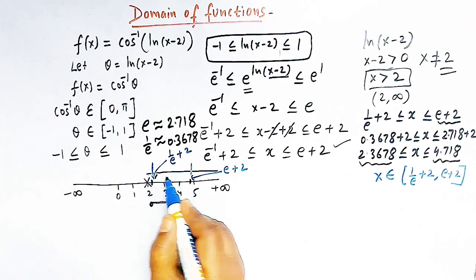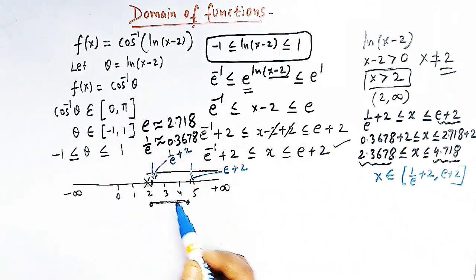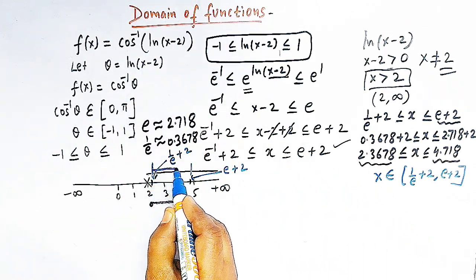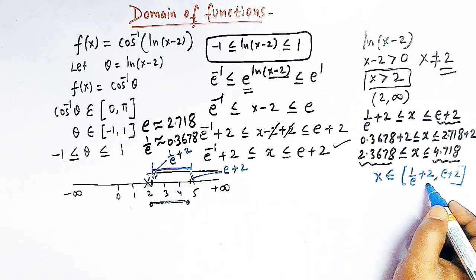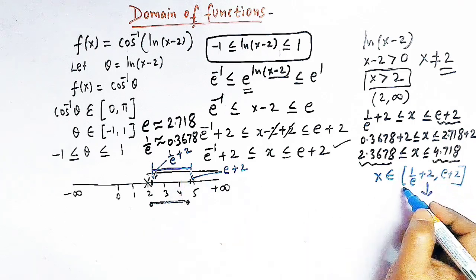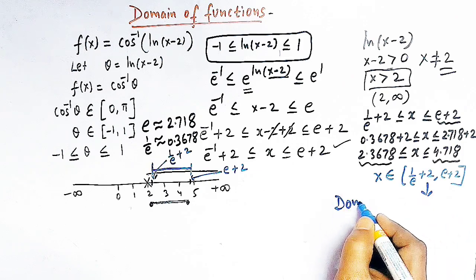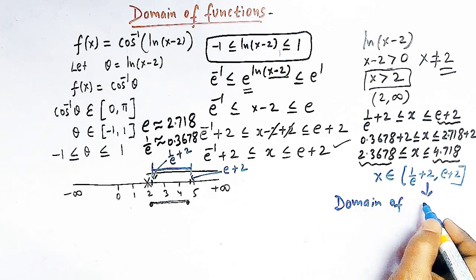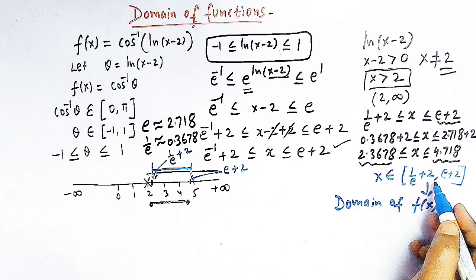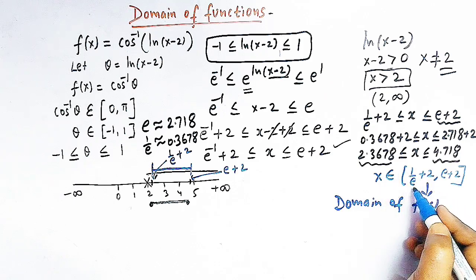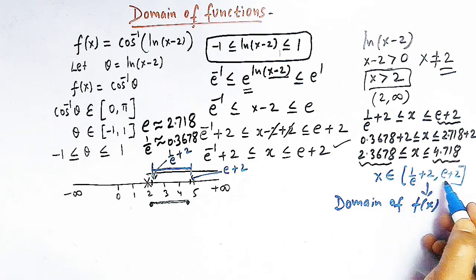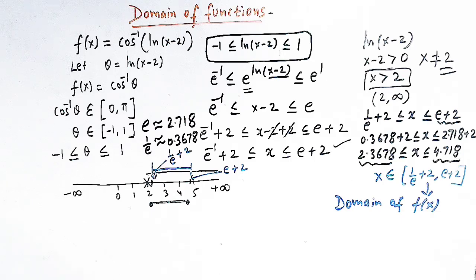So the domain of this function is given by this region. So this interval, which is closed from both the ends, gives us the domain of f of x, and the domain is given by this interval 1 over e plus 2 to e plus 2.